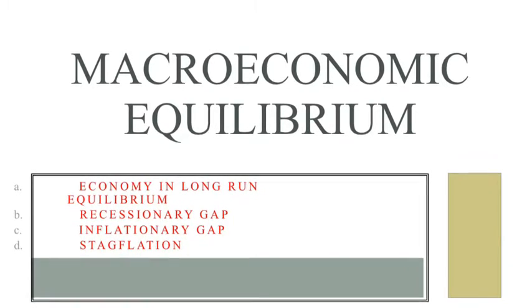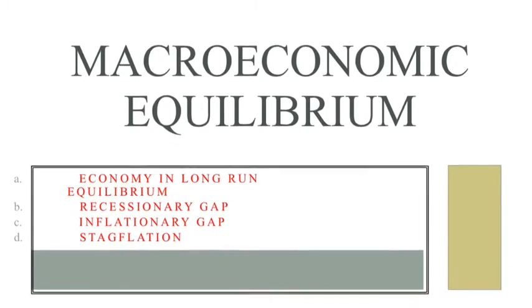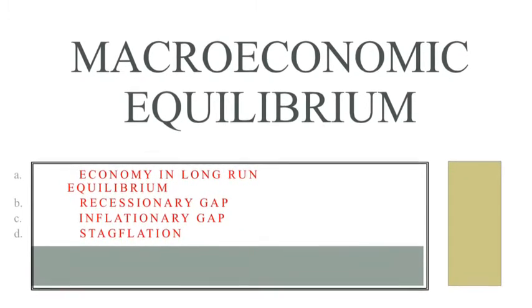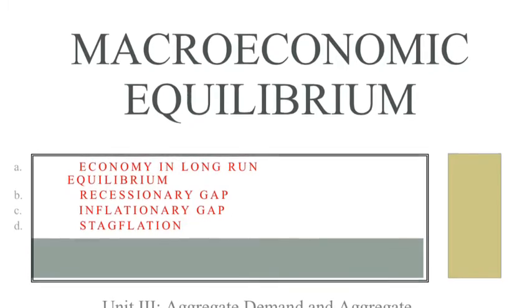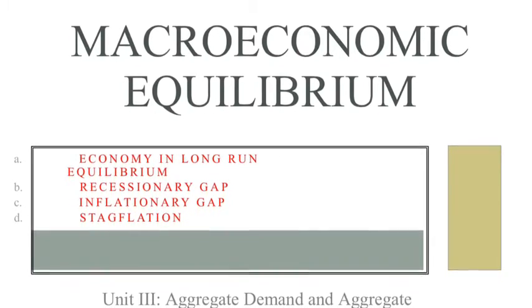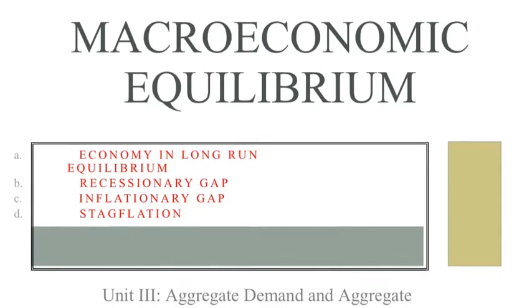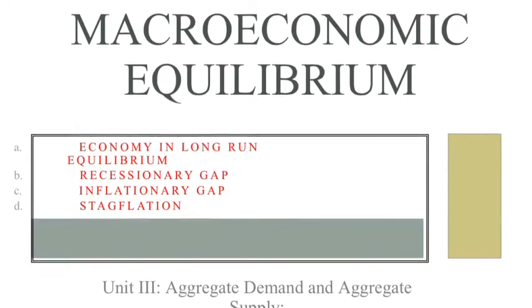This is Helen Eifert speaking, and this is my macroeconomics project on macroeconomic equilibrium. In this slideshow, there will be economy in the long run equilibrium, recessionary gap, inflationary gap, and stagflation. It's part of Unit 3, aggregate demand and aggregate supply, in fluctuations in outputs and prices.